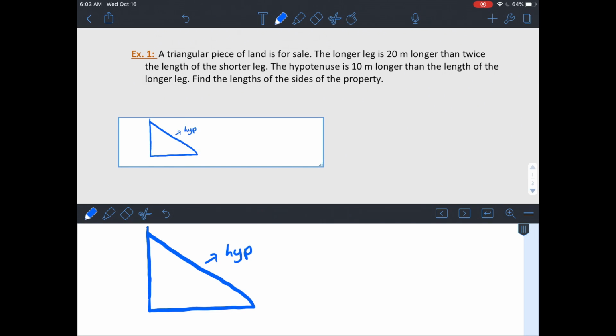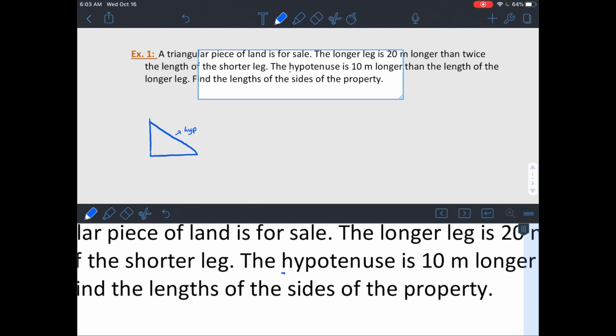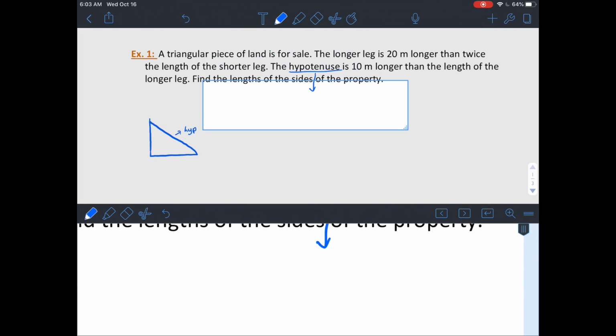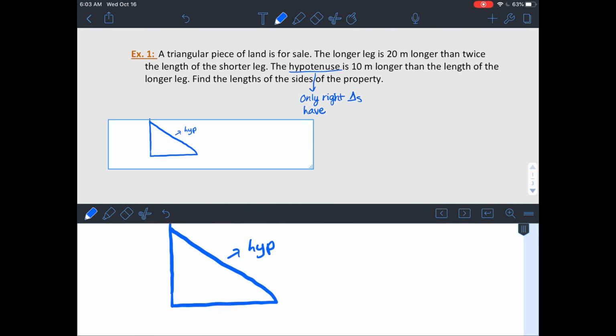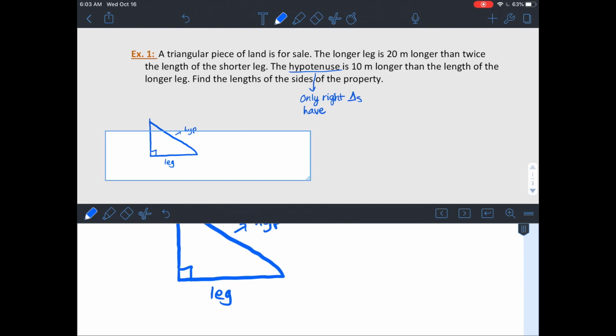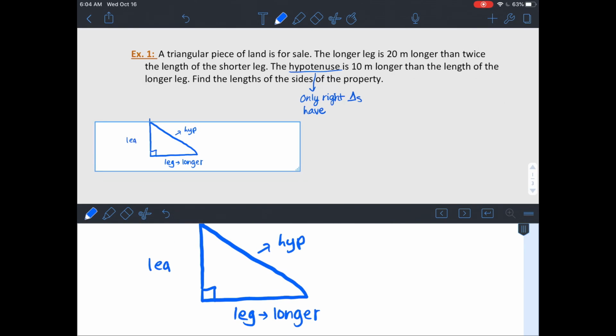So quick reminder, there's something in there about the hypotenuse. The only kind of triangles that have a hypotenuse are right triangles. Anything else, you just have sides. The hypotenuse only happens if it's a right triangle. So we do have a right triangle. So I've got my hypotenuse and two legs. There's one leg they tell us is longer and one leg that's shorter. So I'm going to label them here. Pictures always help me. We're supposed to find the lengths of the sides of the property.